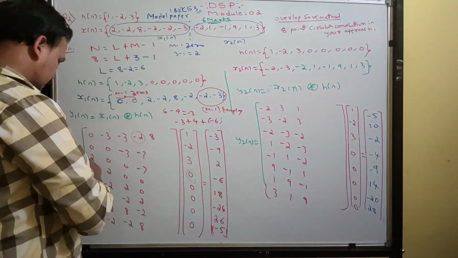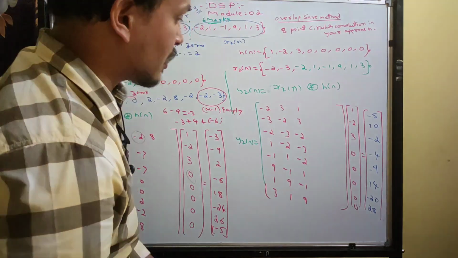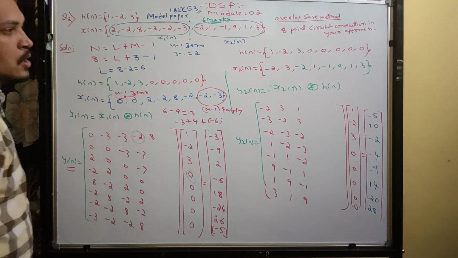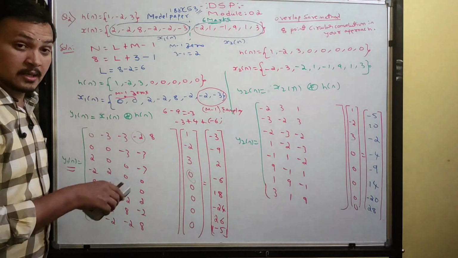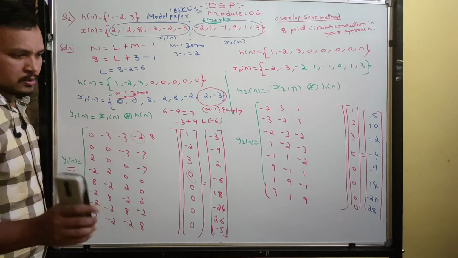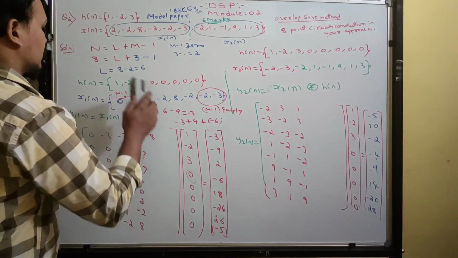Okay. What is y2 of n? This is y2 of n. What is y1 of n? This is y1 of n. Then how to write the overall output? Guys, pause the video and copy down everything. Please, you have to fill this. Okay, got it? Fine.